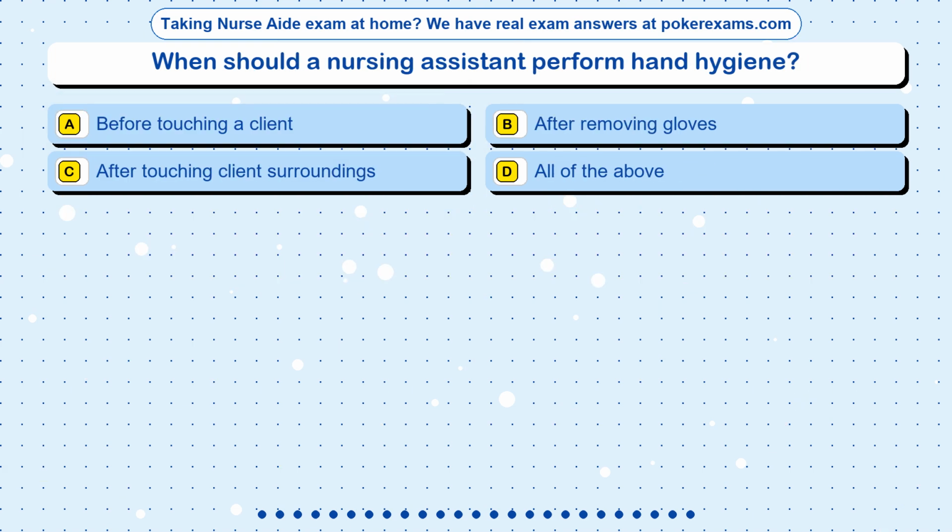Question 2. When should a nursing assistant perform hand hygiene? Option A. Before touching a client. Option B. After removing gloves. Option C. After touching client surroundings. Option D. All of the above.